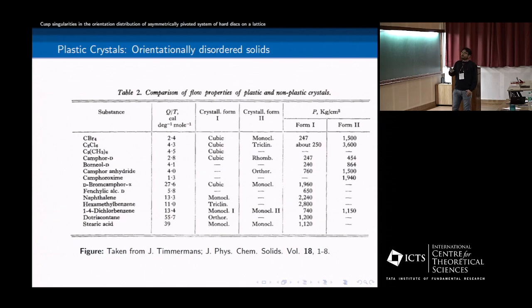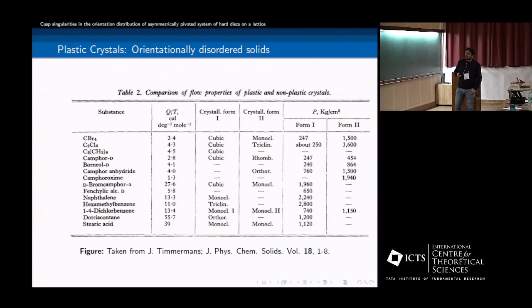Why the name plastic? Actually, it's because of the flow properties. This phase 1 is the plastic crystal, and this form 2 is the crystal phase. Timmermans noticed that the pressure needed to go through a hole is very small compared to the crystal. So that's why it's plastic. He also noticed that the entropy of fusion is very small, less than 5 calories per degree per mole. Up till here it's plastic crystal, and here they don't go to the plastic crystal phase.